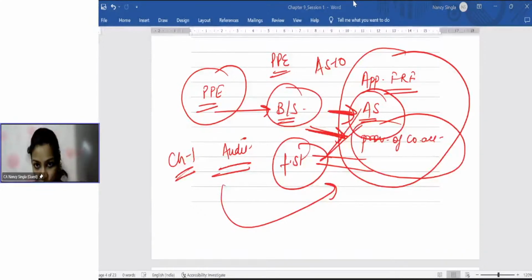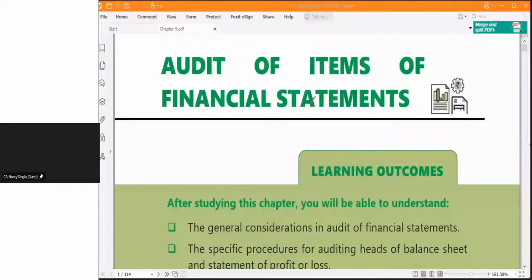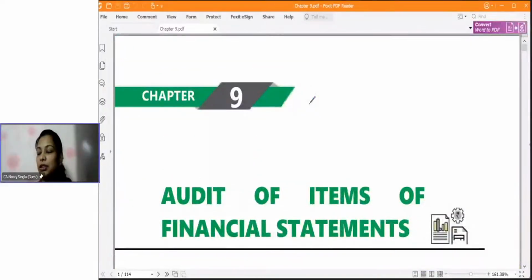Let me just share the... just a minute. The PDF. I hope this PDF is visible to all of you. The chapter number 9 from your module.